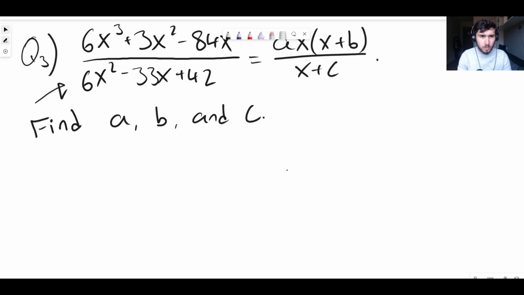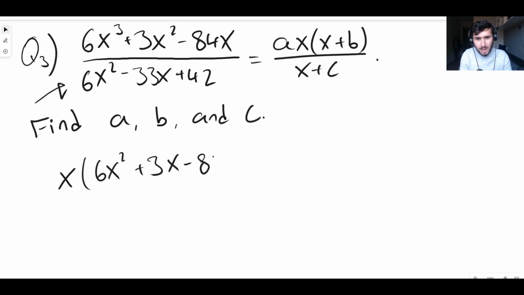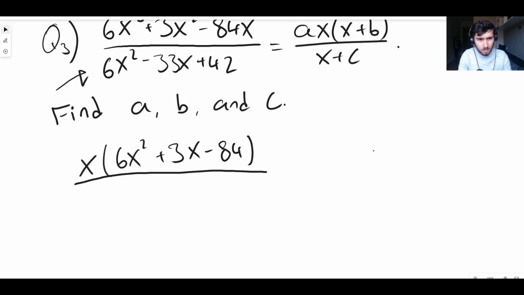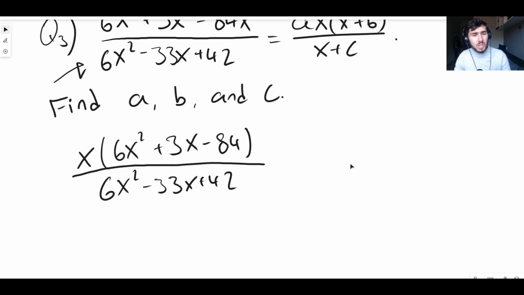Let's just do it straight up. Looking at the numerator, we've got 6x cubed, 3x squared, minus 84x. They are all multiples of x again, so we can factor out an x here. So we get x times 6x squared plus 3x minus 84, just like that. So that's the same as the numerator, and that's still being divided, because we haven't actually done anything to this, by 6x squared minus 33x plus 42. Now, we can't do the same thing for the denominator.